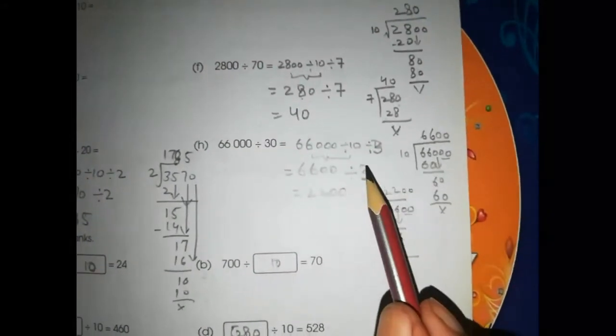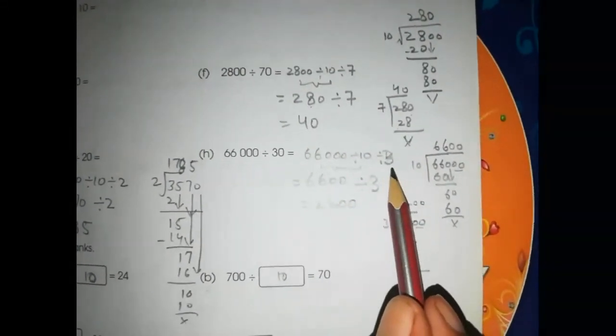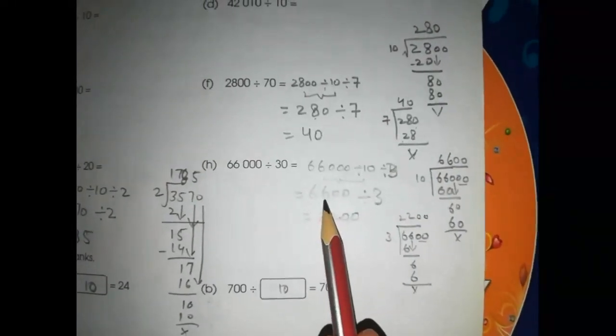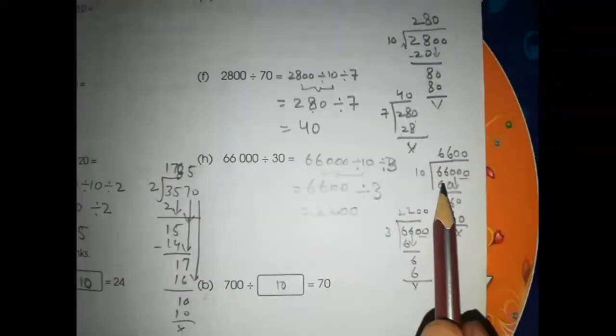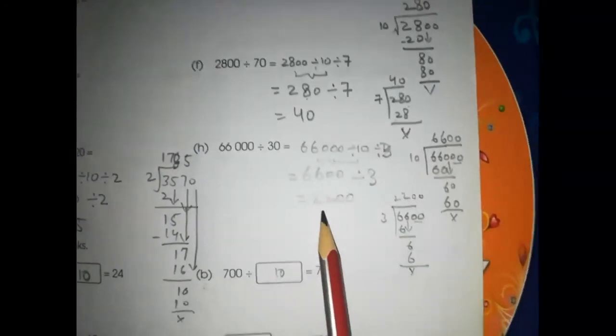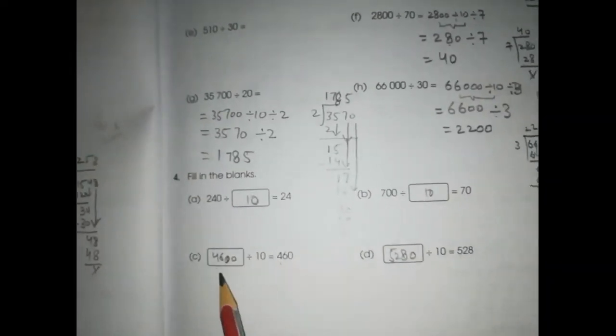66,000 divided by 30. 30 is a multiple of 10, so I will write 10 divided by 3. First, initially 66,000 divided by 10, we will get answer 6600 because 0 cancels with 0. Now by dividing by 3, we will get answer 2200. This is our working for this question. Similarly, you can solve question number 4. Fill in the blank.